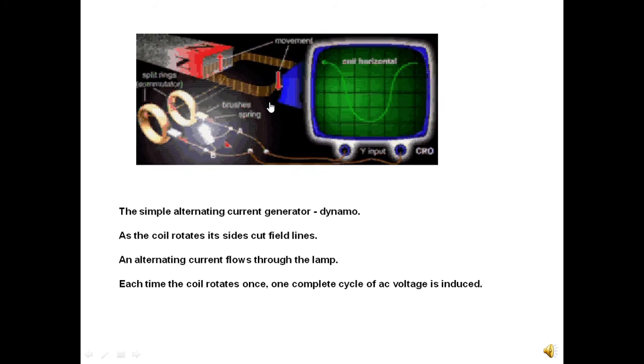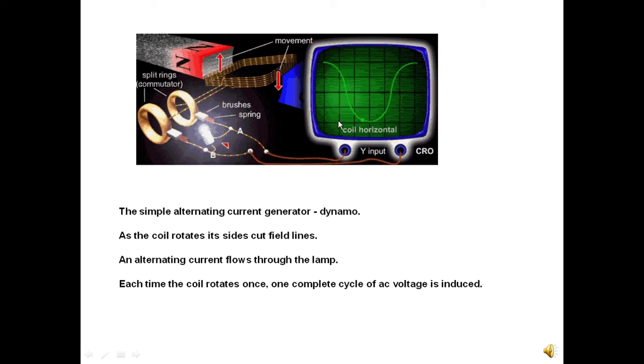At the horizontal position, we're very nearly horizontal, and we're very nearly at the maximum value here. And as it goes round another half turn, you can see we're at a maximum positive value. So when the coil is moving through the horizontal position, then these sides, left and right, are cutting through field lines at a maximum rate. And so we have a maximum induced PD, and in this case, because we have a complete circuit, a maximum induced current.